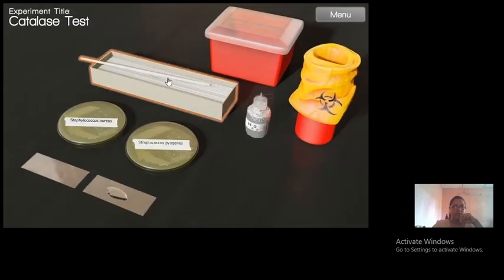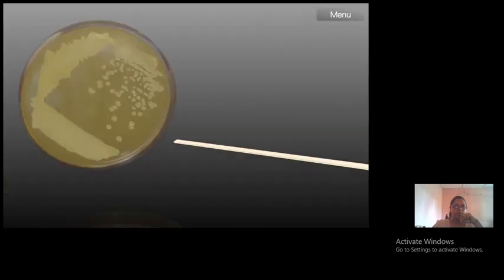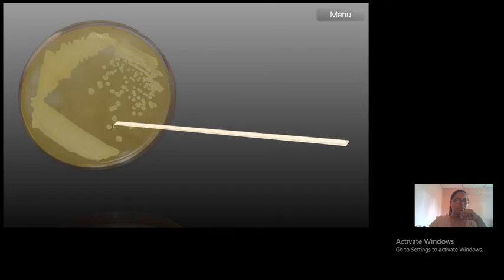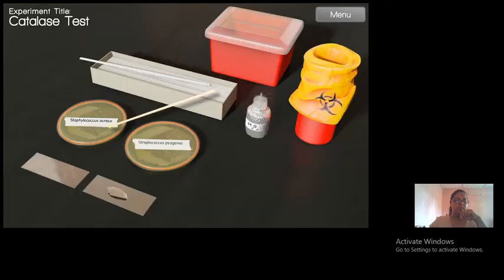Now I'm going to take an applicator stick, and let's just start with Streptococcus pyogenes. I'm going to open the plate of Streptococcus pyogenes, and I'm going to pick up the isolated colony. So I picked up an isolated colony.